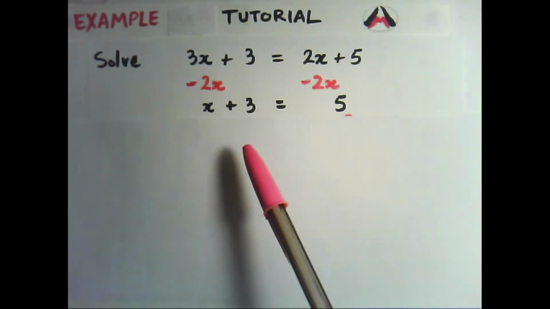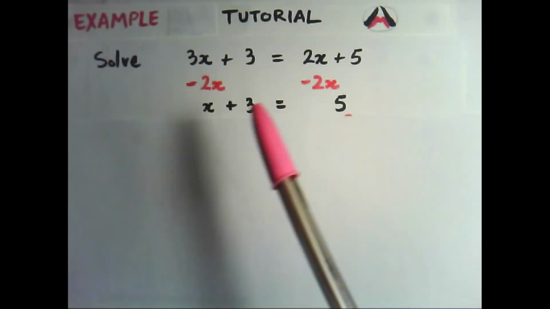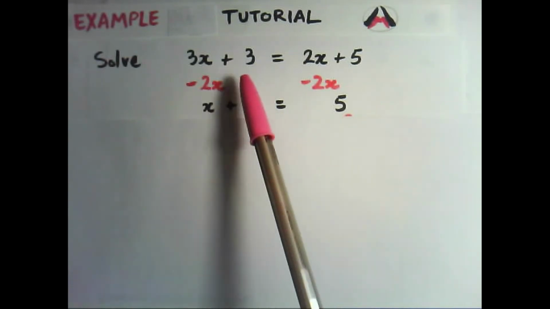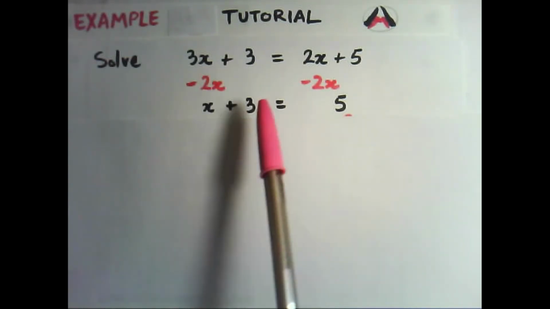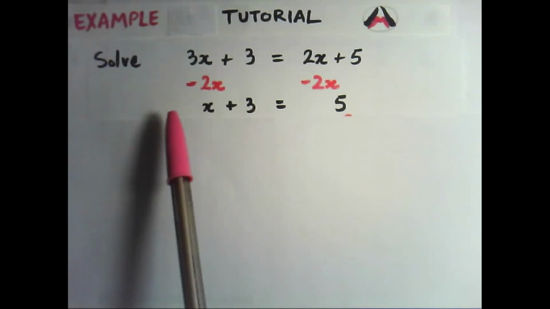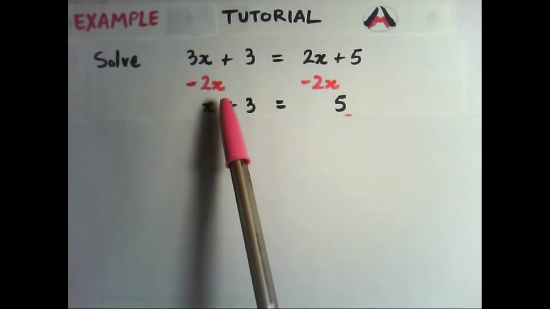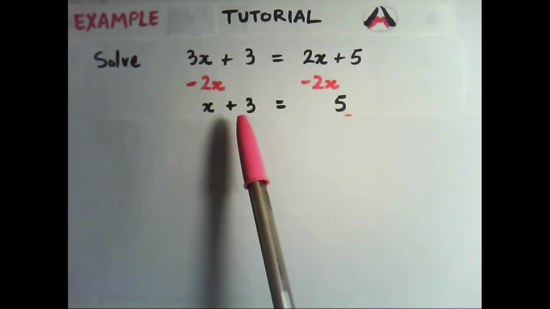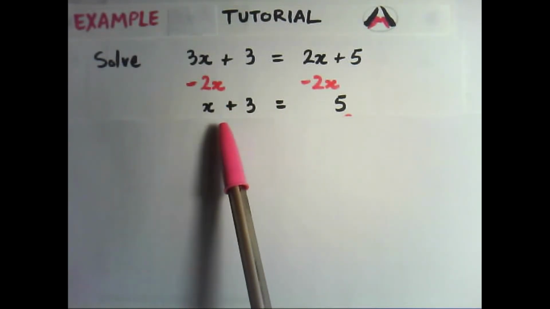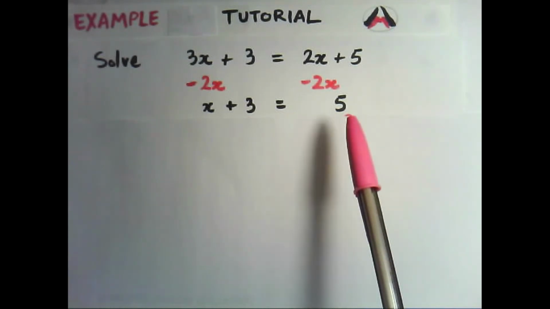Now what we want to do is we want to do the opposite or the inverse of this plus 3 so that we can eliminate this term and have x by itself on the left-hand side of the equal sign. So the opposite of adding 3 is to subtract 3. So if we're going to do that on the left-hand side of the equation, we have to do the same on the right-hand side too.